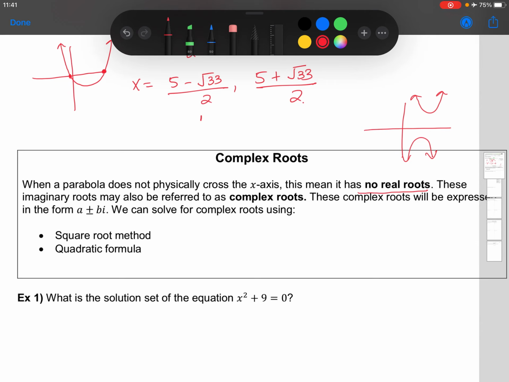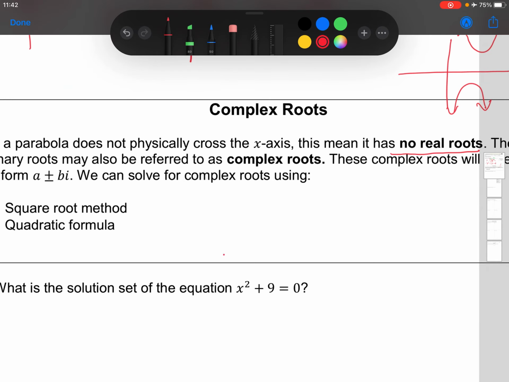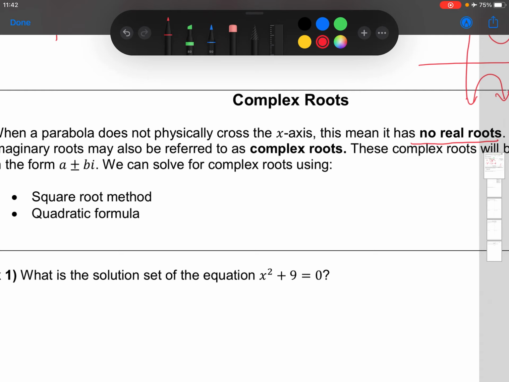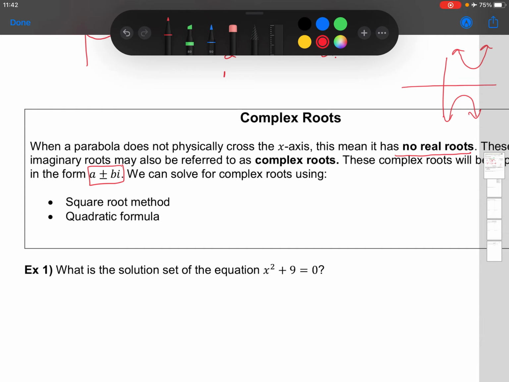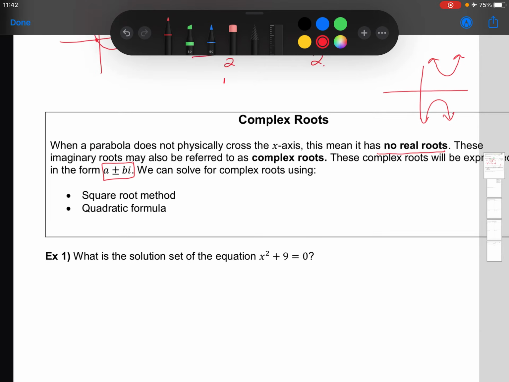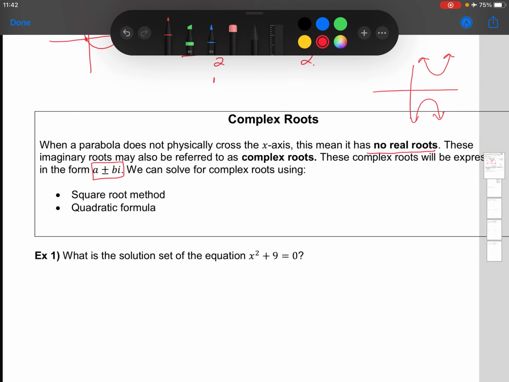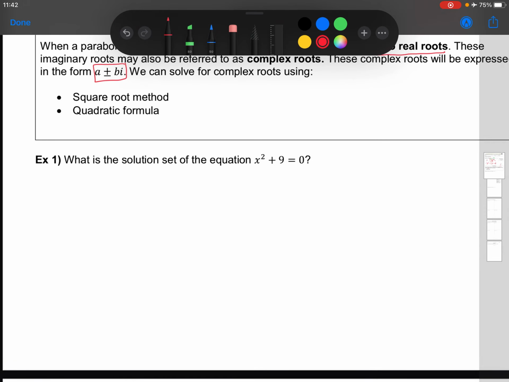These imaginary roots may also be referred to as complex roots. These complex roots will be expressed in the form of a plus bi. And we can do them two different ways. We can solve the complex roots using the square root method or the quadratic formula. So just how you would solve using inverse operations, that's the square root method. Once we do it, you'll get it. So let's get started with this. What is the solution set?